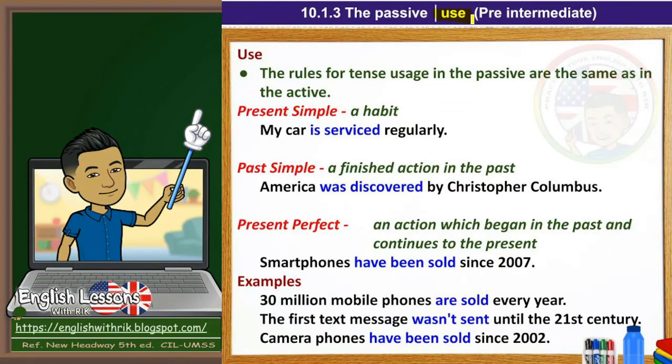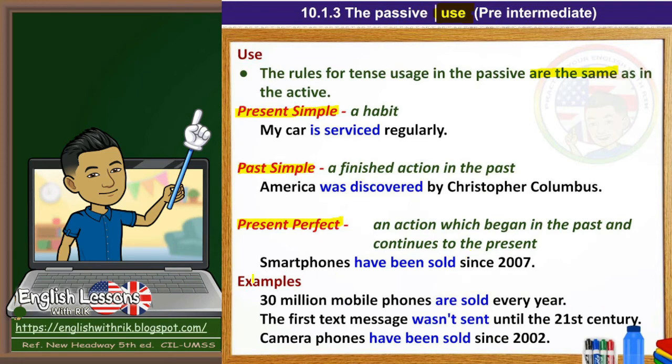Use. The rules for tense usage in the passive are the same as in the active. We use the present simple to express a habit. My car is serviced regularly. We use the past simple to express a finished action in the past. America was discovered by Christopher Columbus. We use the present perfect to express an action which began in the past and continues to the present. Smartphones have been sold since 2007.